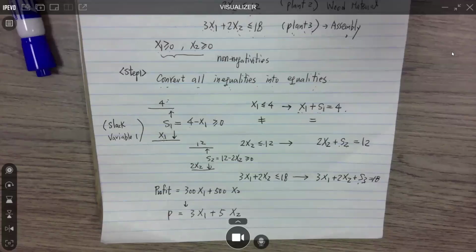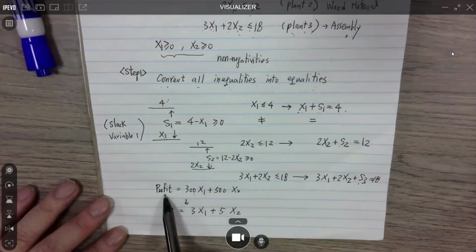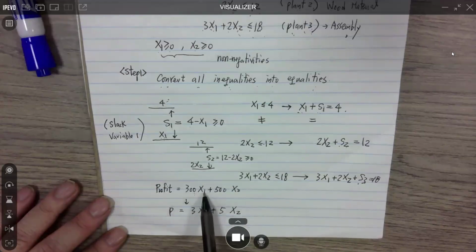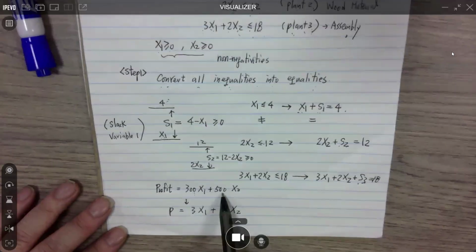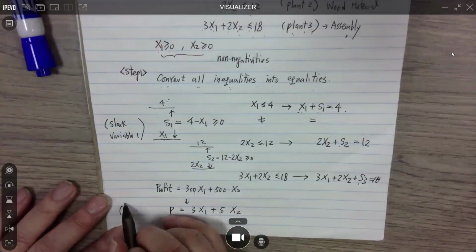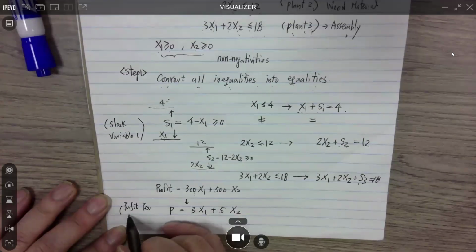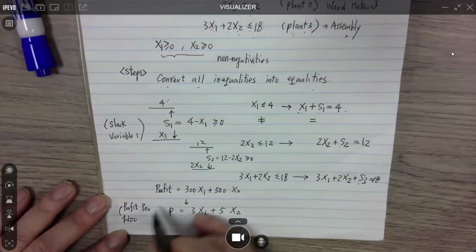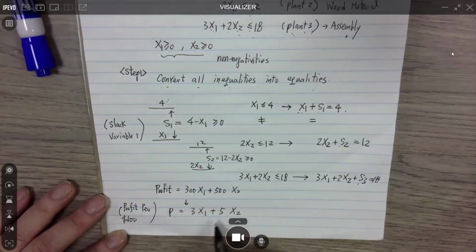Okay, look at here. The profit is what? It's dollars. 1 unit of new door produced, profit is $300. 1 new window produced, profit is $500. These two numbers are too big. So we change to 3 and 5. So in that case, P is what? P is profit per $100. Okay? This P stands for profit per $100. Okay? We convert to that.